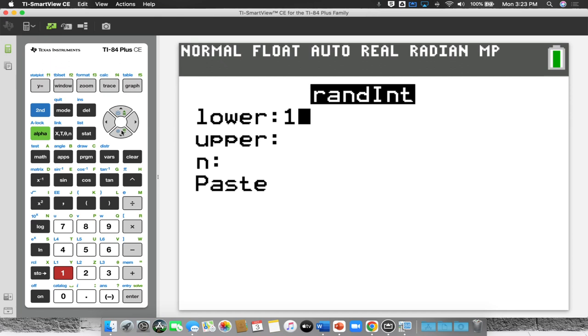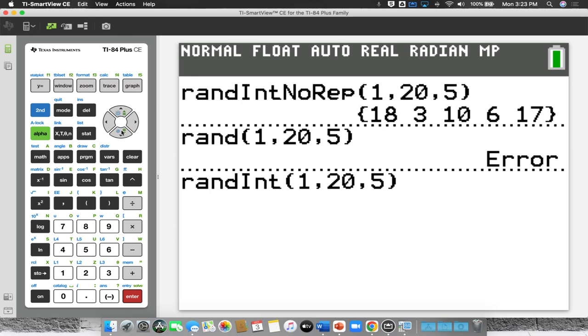So again, where do I want to start? Where do I want to finish? How many do I want to choose? INT means interval. So from 1 to 20, I didn't want to go any farther than 20. Okay?